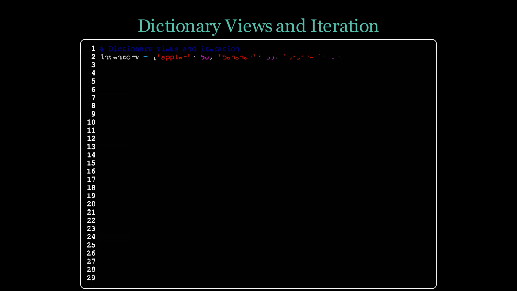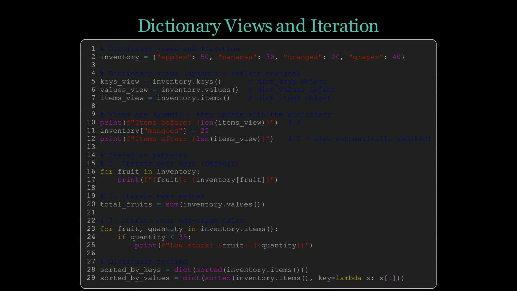Dictionary views provide dynamic access to keys, values, and items. Understanding how to iterate efficiently is crucial for data processing. Dictionary views are live connections to the data. They automatically reflect changes. You can iterate over keys, values, or key-value pairs efficiently. Sorting dictionaries requires the sorted function with key parameters for custom ordering.